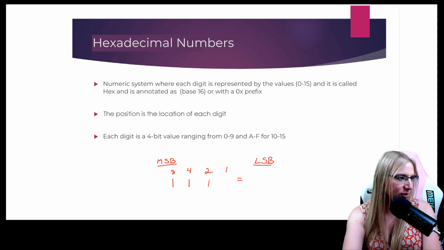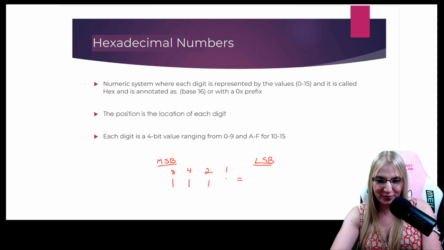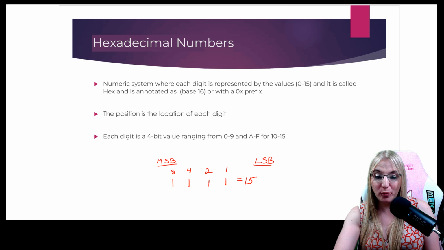Let's do that again. Okay, there we go. So if we turn all these positions on, that means we add 8 plus 4 is 12, plus 2 is 14, plus 1 is 15. So that gives us 15. But we can't just write 15 like this. And that's where this part here comes from.